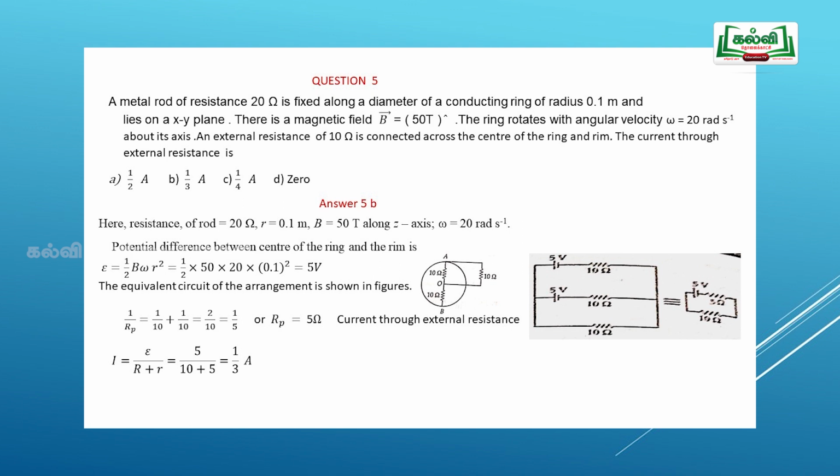Now these two are connected in parallel. So the net potential difference will be 5 volt and these two resistors are connected in parallel. What is it? 1 by R is 1 by R1 plus 1 by R2, that is 1 by 10 plus 1 by 10, 2 by 10, which is 1 by 5. Therefore the equivalent resistance becomes 5 and the external resistance is 10. So the total resistance becomes 15. So it is 5 by 15, 10 plus 5, that is 15, which gives 1 by 3 amp.